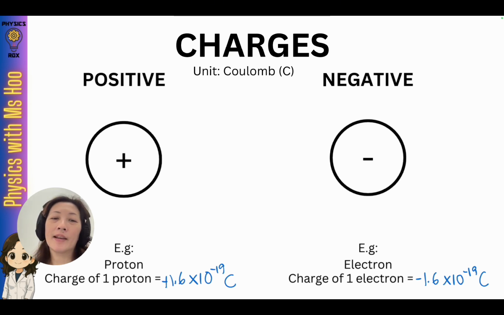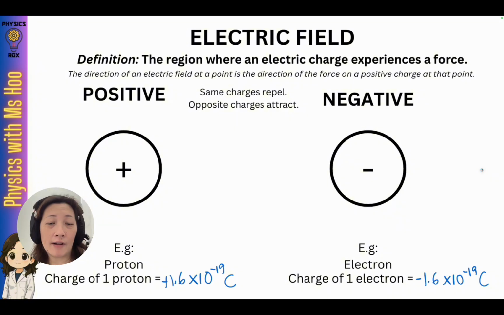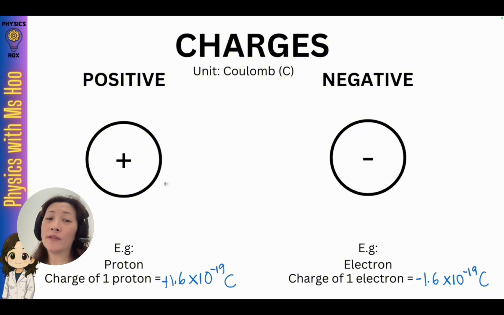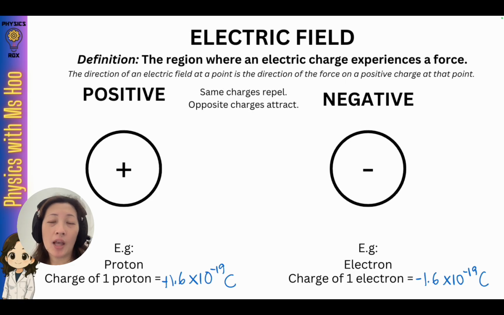Before we move on, let's look at the electric field around the individual positive and negative charge. What is an electric field? The electric field is defined as the region where an electric charge experiences a force. You need to know when we draw the directions, the direction of the electric field at a point is based on the direction of the force on a positive charge at that point. What do we mean when we say force?